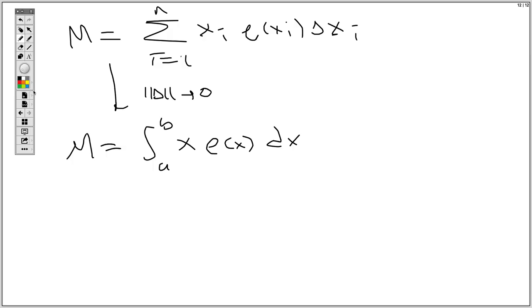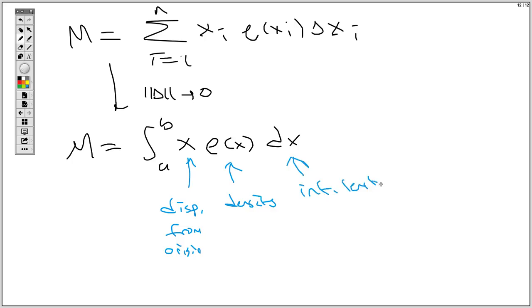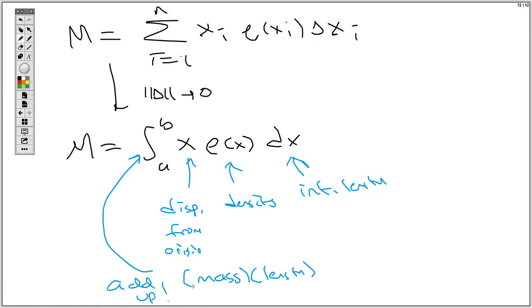And so hopefully, once again, you can read the integral here: this is your displacement from the origin. That's your density. And that's your infinitesimal length. So we're getting units of mass times length, and this adds them all up. Okay?